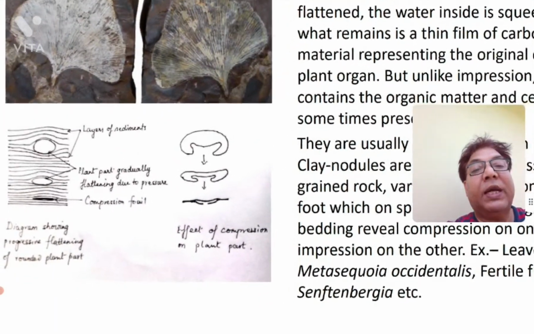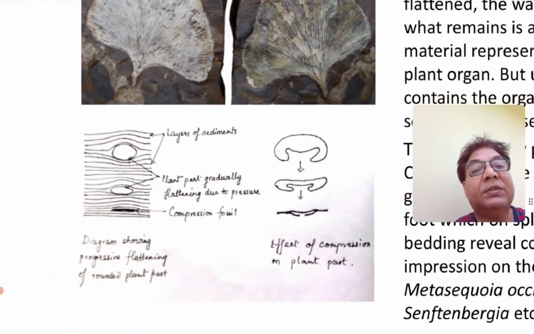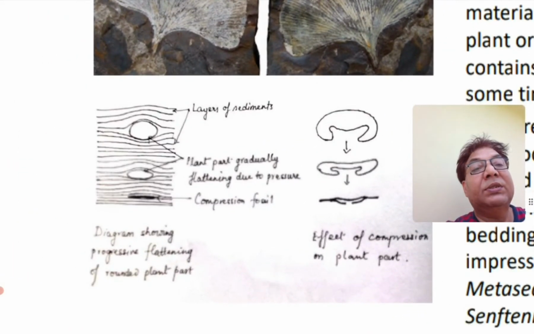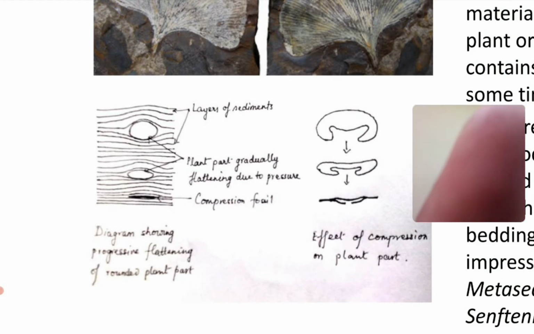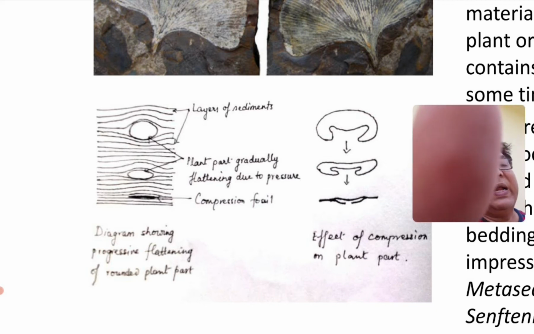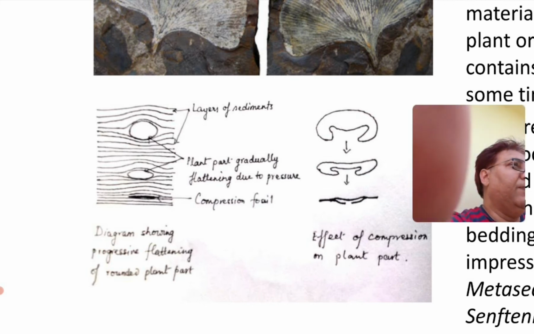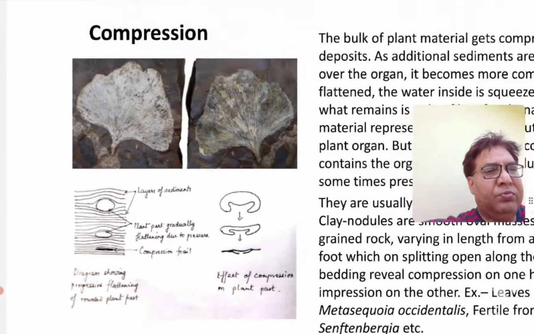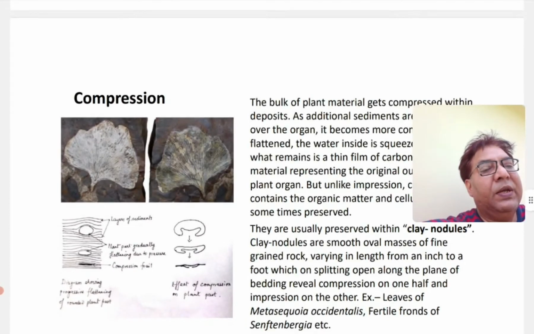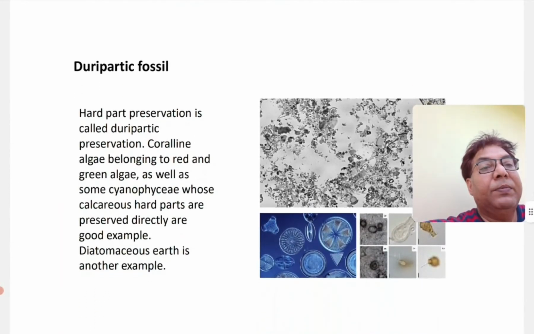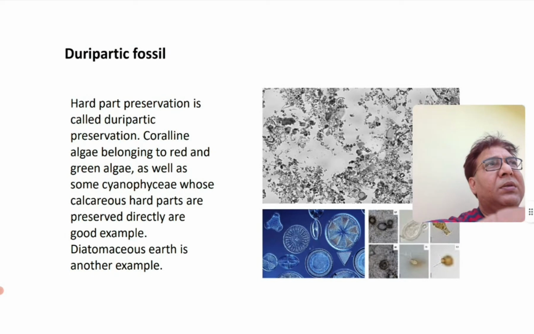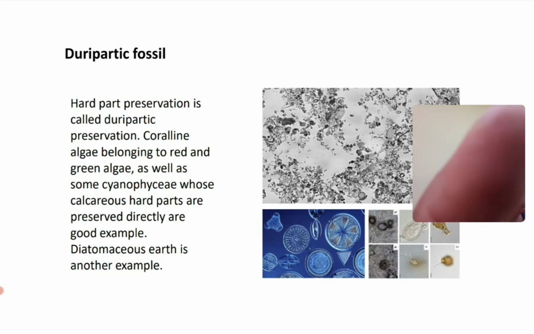You can draw these diagrams also, how compression takes place. When the layers increase, when the sedimentation increases, the load increases, the compression force increases, and so the material gets more and more flattened. So whatever you are getting as a thin film of carbon might be a rounded structure. So it is very, very difficult to say what was the actual shape of the object. Now these were some very important types of fossils which are commonly discussed in the textbooks.